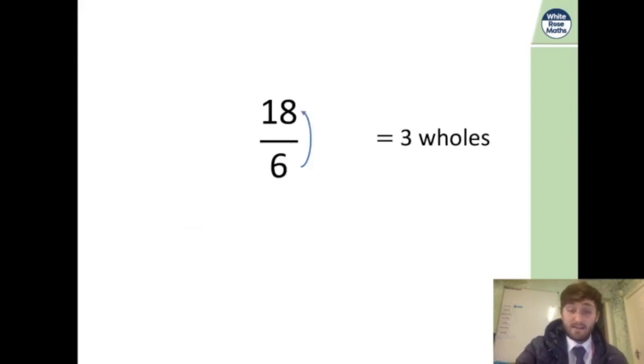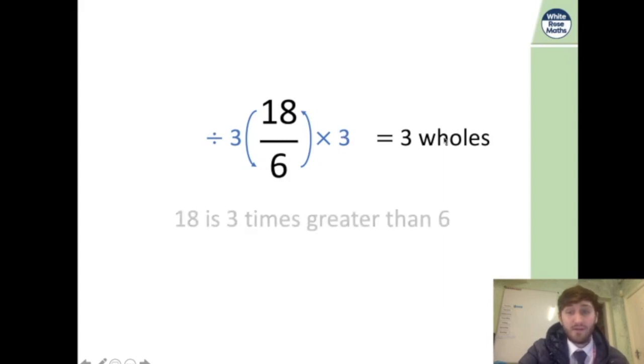So just here, this is showing again, I've got 6s. So how many 6s go into 18? Well, 6 times 3 equals 18. Or another way I might want to work it out, I could do 18 divided by something goes into 6. Well, I know 18 divided by 3 is 6. So therefore, it is 3 wholes, because 18 is 3 times greater than 6.